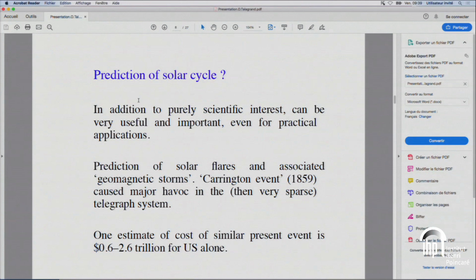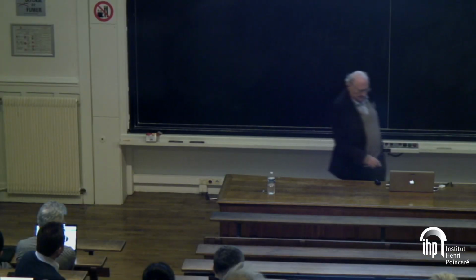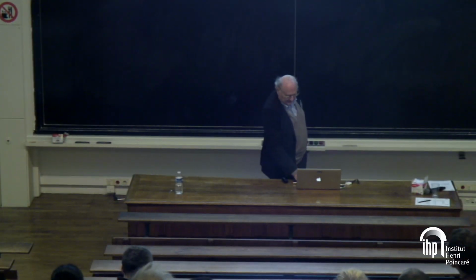In 1859, there was such a storm called the Carrington event, which caused major havoc in the telegraph system. Actually, there were a number of casualties. And it is estimated that if an event like that hit the Earth in the United States, the cost would be several $1 trillion. And there might be casualties. One such event missed the Earth a few years ago by 9 days on the orbit. And of course, there will be similar events.